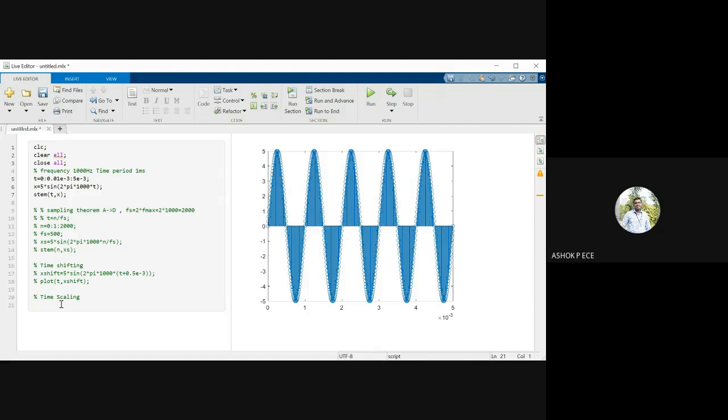Time scaling means I'm going to compress or expand my waveform. Okay, that is the meaning of time scaling.